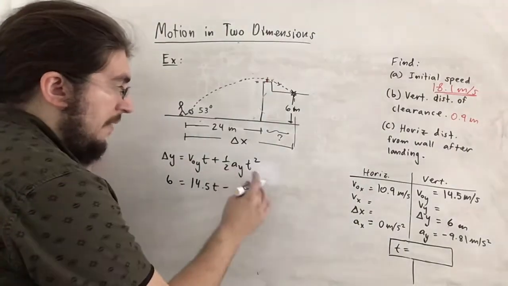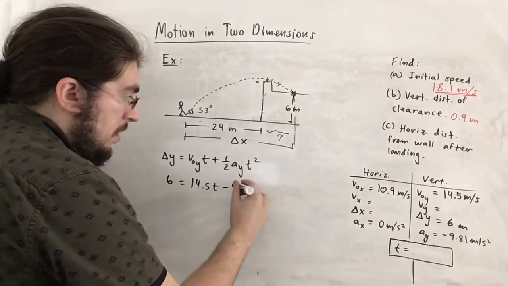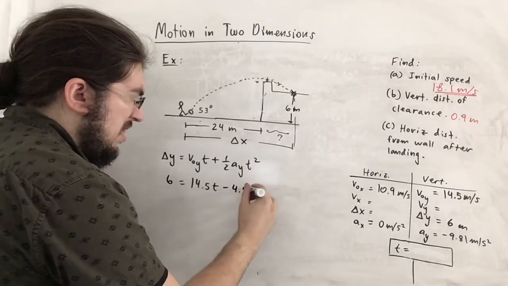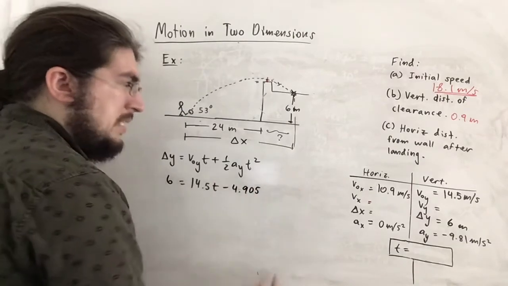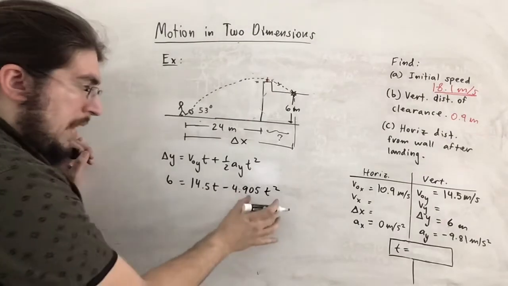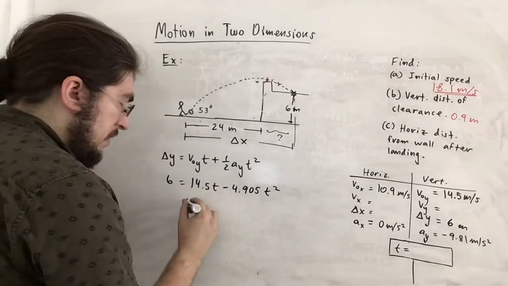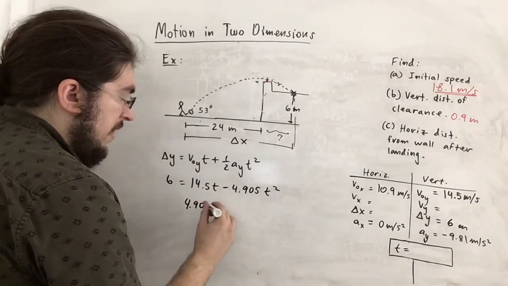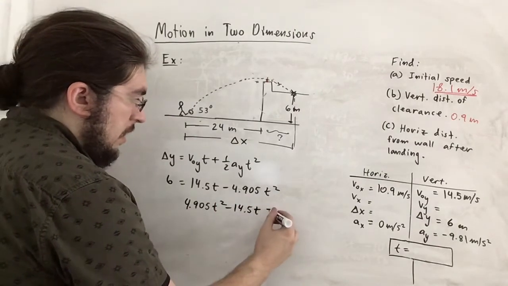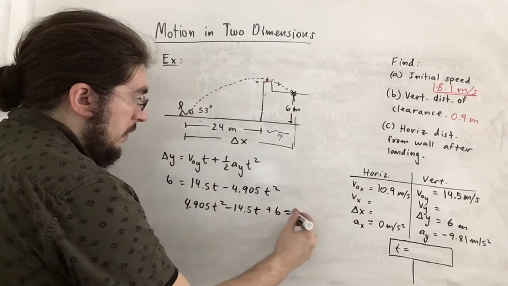So minus half of 9.81, that's 4.905, and then times t squared. And then if we move things around, so add and subtract these respectively to the other side, we get 4.905 t squared minus 14.5 t plus 6 is equal to 0.